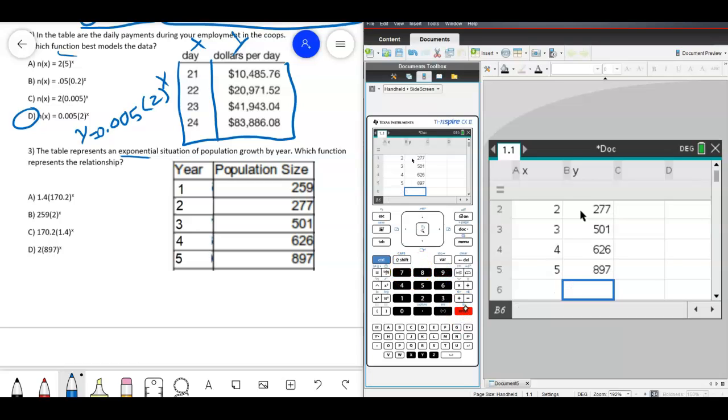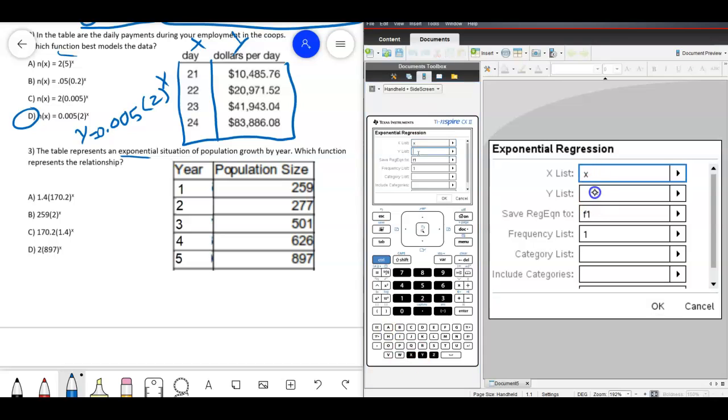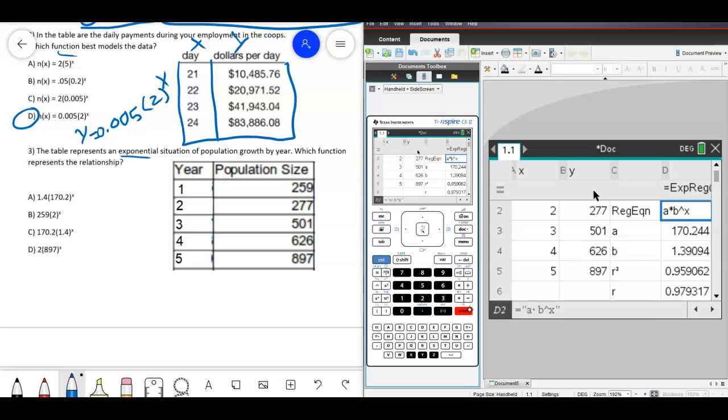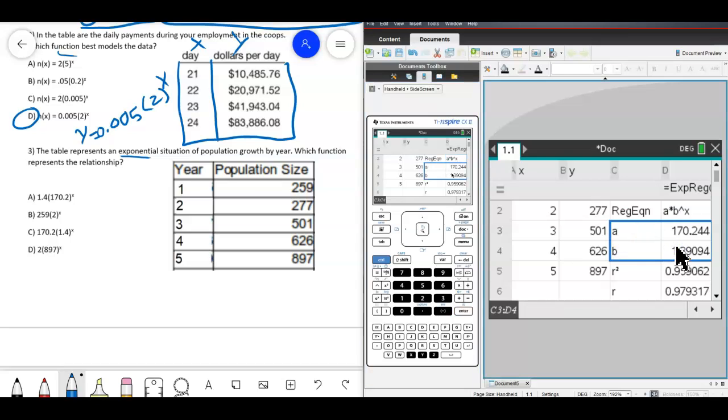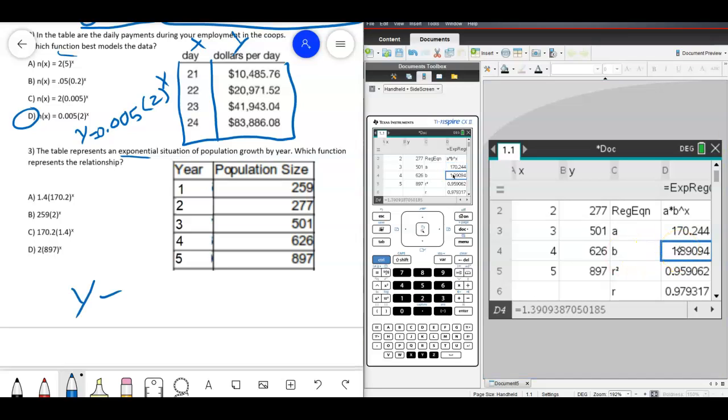It says exponential, so we do menu for 1A, X for X, Y for Y, and I get these. So this A is about 170.2, this B is about 1.4, so it's about 170.2 times 1.4 to the power of X. Remember, it's A times B to the X, so we get letter C.